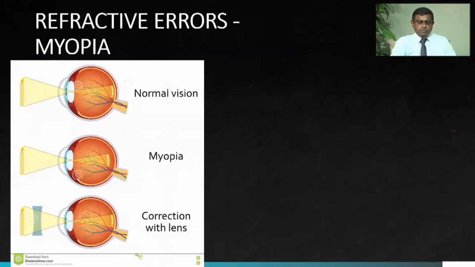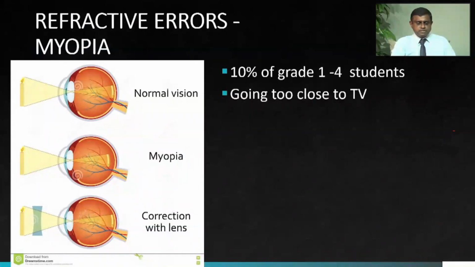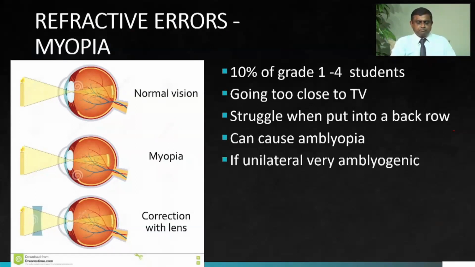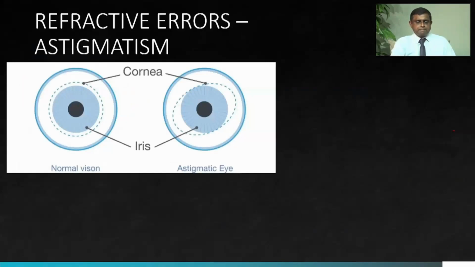So myopia, as you know, is short-sightedness. About 10% of school-going children are affected. So common symptoms are going close to the TV and struggling to go to the back row, and so at presentation a lot of children may be amblyopic due to myopia. And if it is unilateral, it is very, very amblyogenic, and we have to detect and treat correctly.